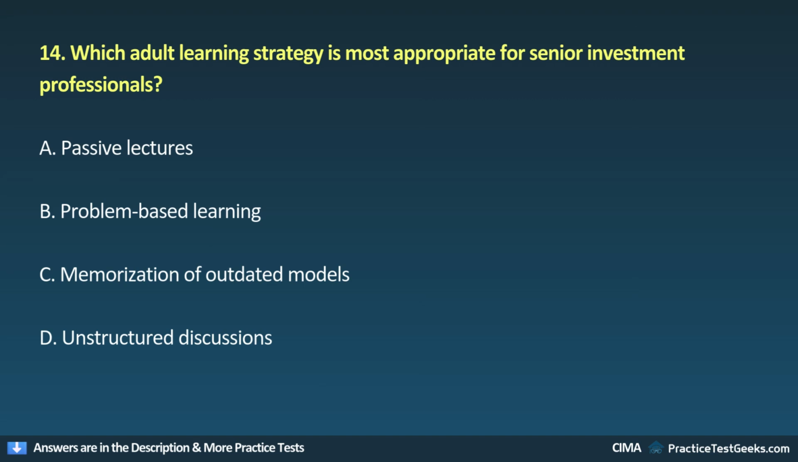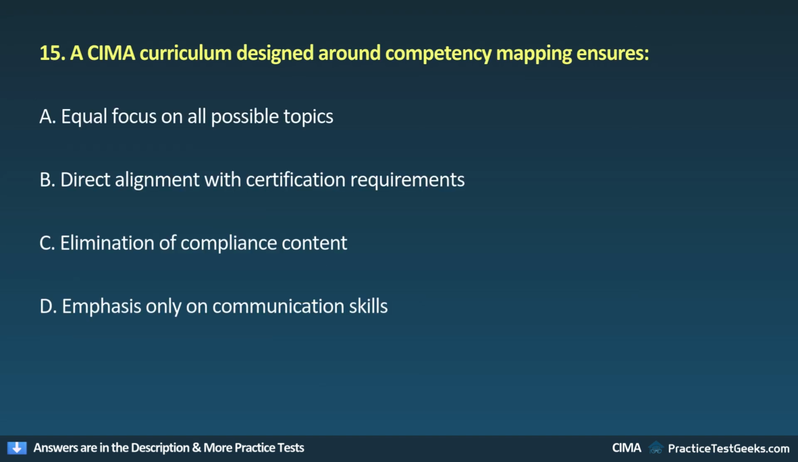D. Unstructured discussions. 15. A CIMA curriculum designed around competency mapping ensures A. Equal focus on all possible topics. B. Direct alignment with certification requirements. C. Elimination of compliance content. D. Emphasis only on communication skills.